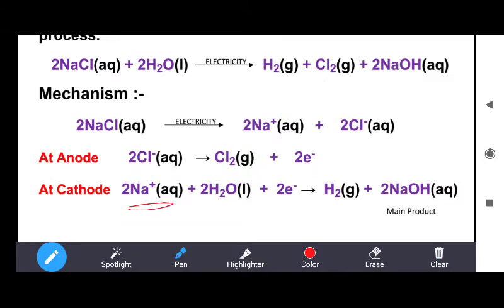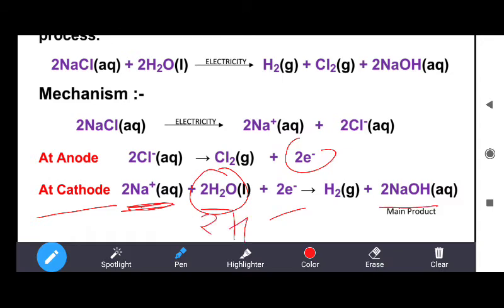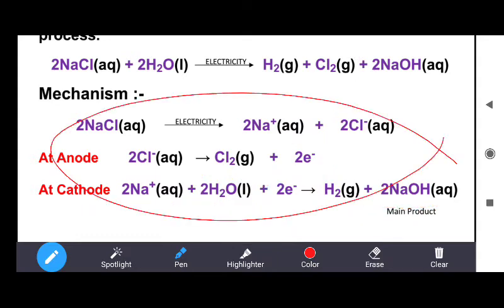The sodium ion migrates toward the cathode, where it reacts with water molecules and the two electrons released from the anode. Here the sodium ion reacts with H2O to form 2NaOH, and 2H+ ions will form, and these two H+ ions accept two electrons to form hydrogen gas. So this is the whole mechanism of this reaction.